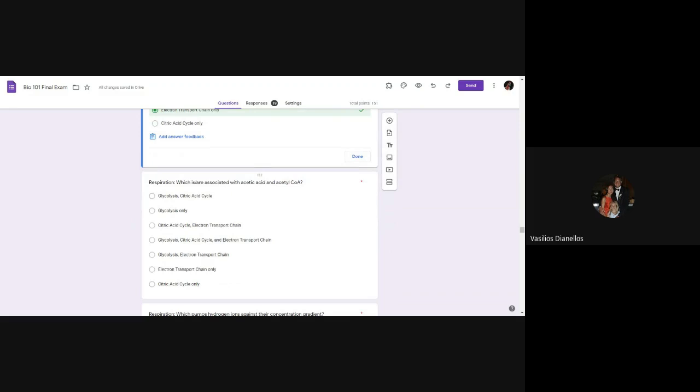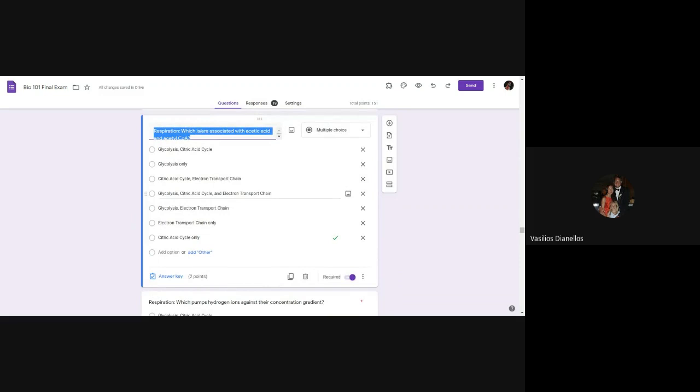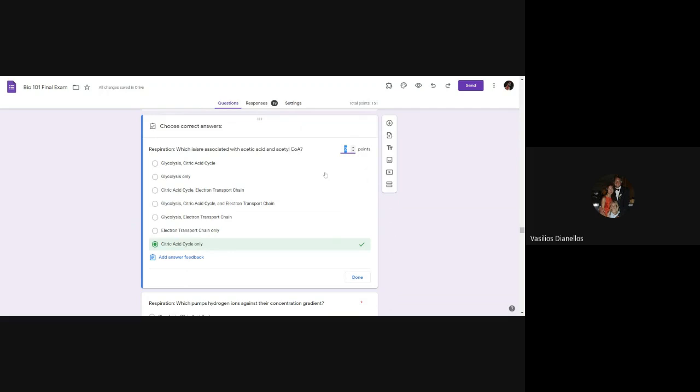Respiration, which is or are associated with acetic acid and acetyl-CoA? The answer is simply citric acid cycle. However, again, I made this one worth extra points because if you guessed glycolysis and citric acid cycle or glycolysis, I gave you partial credit. The reason being is because when we talked about acetic acid and acetyl-CoA, remember the pyruvate was the product of glycolysis, and that pyruvate was not ready to go into the citric acid cycle. So we had to do all this other stuff that involved the acetic acid and the acetyl-CoA. So you at least got partial credit if you got those other two.